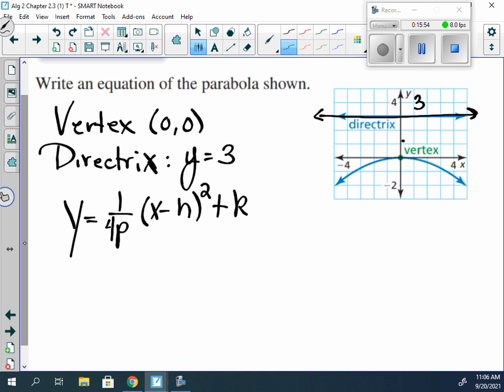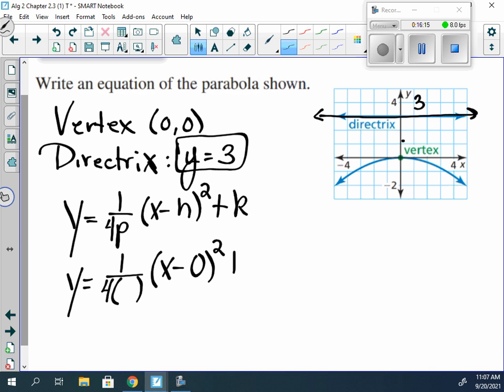So here, let's go on and fill in what we know. Do we know the value of p? Well, not directly, but we do know where we can find it. It's going to be in the directrix. Do I know the value of h? It is 0. What's the value of k? 0, because the values of h and k come from the vertex. They told us the vertex is 0, 0, so the values of h and k have to be 0.